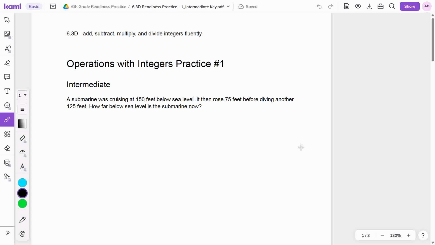Today we are looking at the sixth grade concept of operations with integers. This is 6.3D readiness practice, the intermediate version.